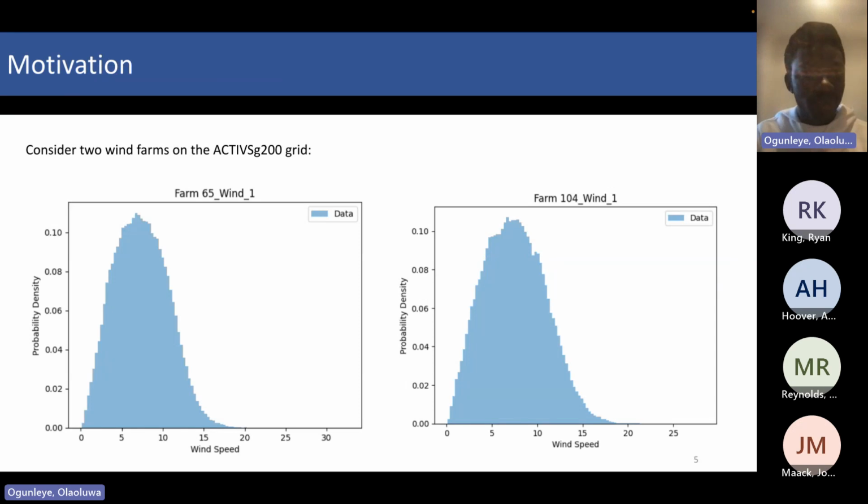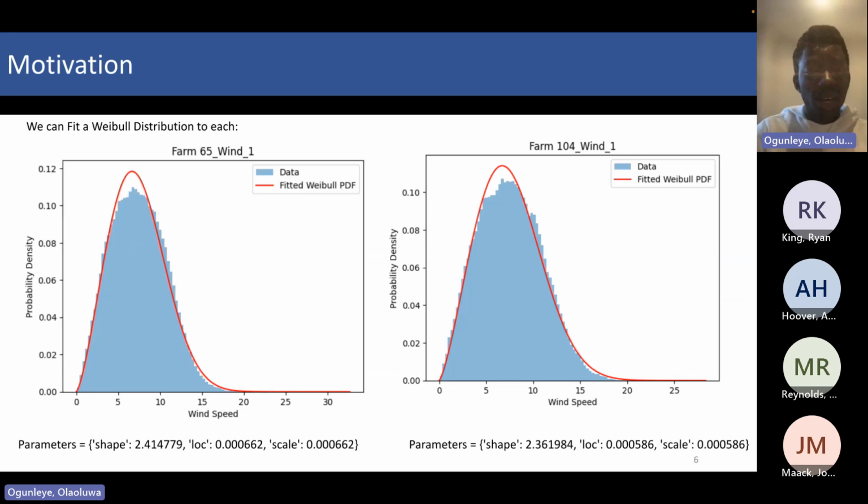Next up, we go to the motivation of this project. So consider 2 wind farms, one on the right and one on the left. It's possible to plot the histogram of the wind speed over the period of 7 years, and we can see the distribution in this picture. From this histogram, we could do some parameter fitting and try to fit a distribution that best fits this wind speed data. When I do that, one of the best distributions that fits this data is the Weibull distribution. We can get the parameters: the shape, the location, and the scale.